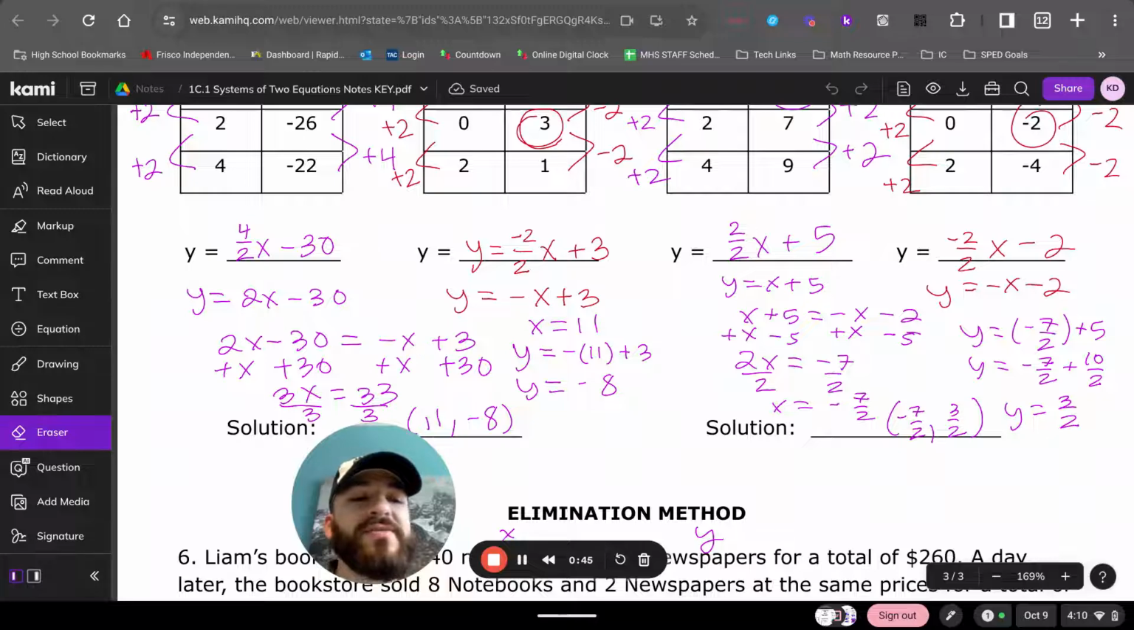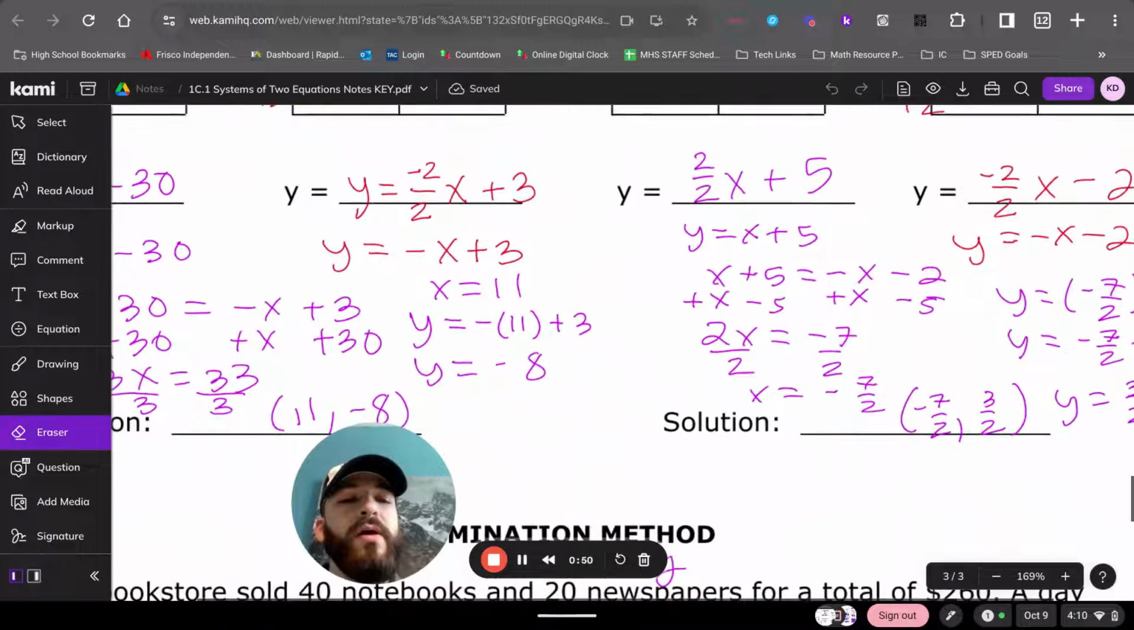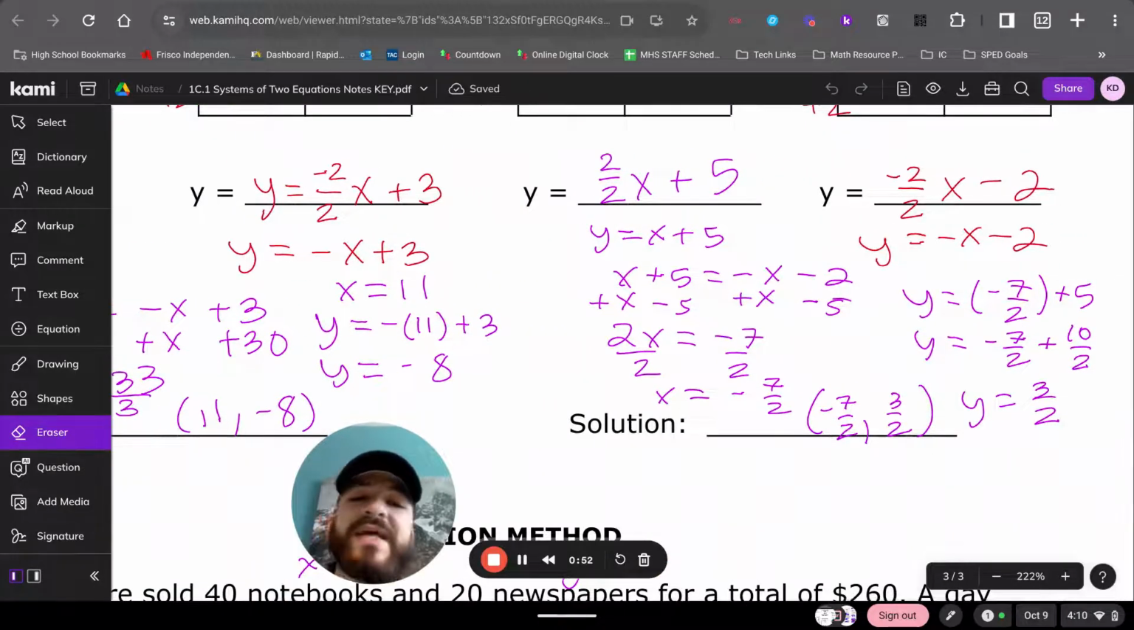Once again, I can set those equal to each other. We have x plus 5 is equal to negative x minus 2. Adding x to both sides and subtracting 5 from both sides gives me that 2x is equal to negative 7. From there, I can divide both sides by 2, and I get the x value of negative 7/2.